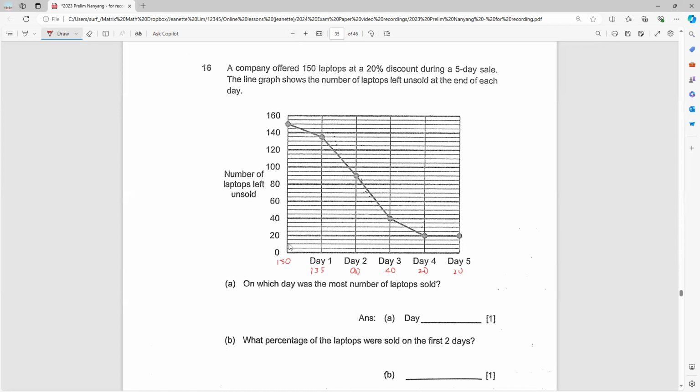So which day was the most number sold? Let's look at the decrease. This one minus 15, minus 45, minus 50, minus 20 and minus nothing. So the greatest decrease is from day 2 to day 3. From end of day 2 to end of day 3 means that the sales were done on day 3. So answer day 3, not day 2, but day 3. End of day 3, it recorded a sale of 50. So day 3 itself sold 50.